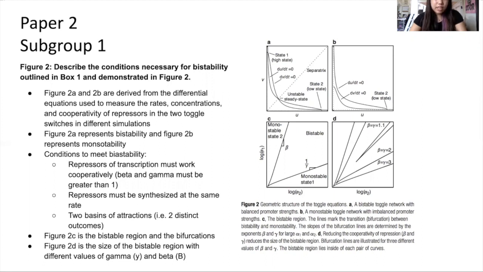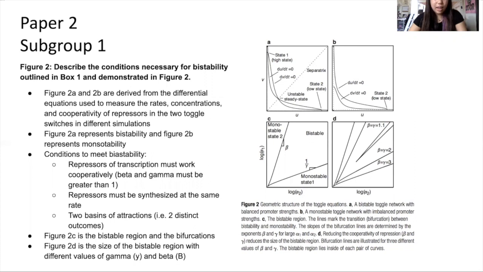The second condition is that repressors must be synthesized at the same rate so that it can produce the three intersection points as seen in 2a. So the first intersection point in 2A is seen on the top left, state 1, and then the second intersection state is the separatrix, where it's an unstable steady state, and the last intersection is on the bottom right, in which the top and bottom states are both steady state stable conditions.